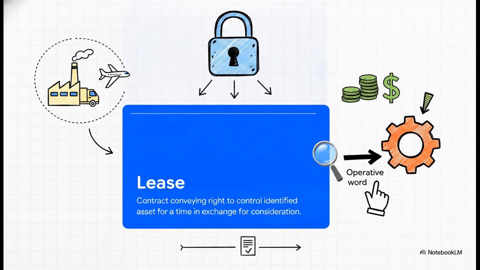To actually have a lease, the lessee has to obtain substantially all of the economic benefits from that asset, and they must have the right to direct exactly how and for what purpose that identified asset is used throughout the term. If you don't have control of an identified asset, then you simply have a standard service contract. It's not a lease, and ASC 842 does not apply at all.